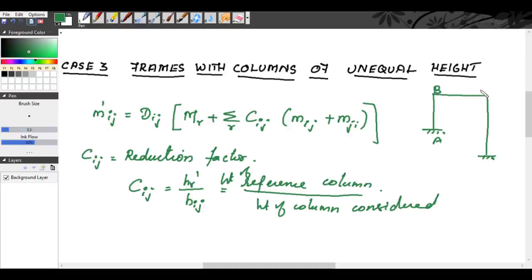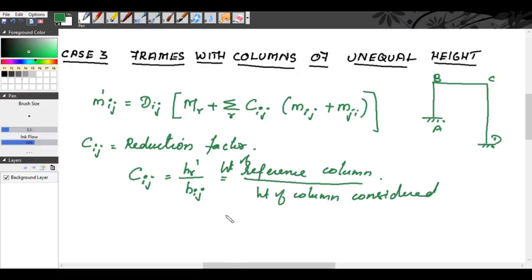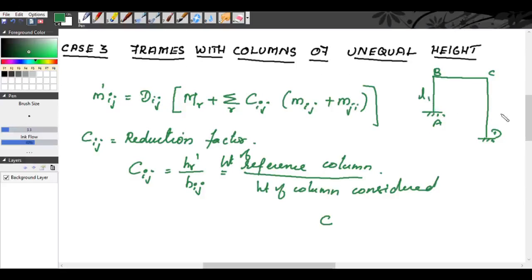Suppose this is A, B, C, D, and this is L1 and L2. So CAB will be equal to, if AB is the reference column, L1 by L1. And CD will be equal to L1 by L2. See, this reference column does not change. Reference column remains the same, and the denominator, that is the length of the column considered, changes. So that is the reduction factor Cij.